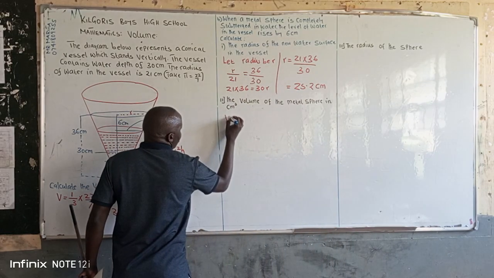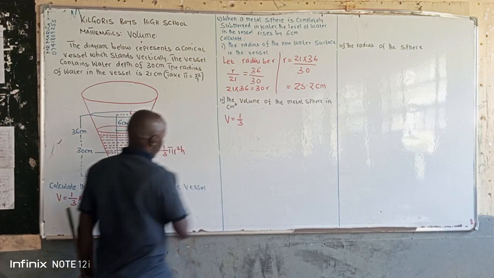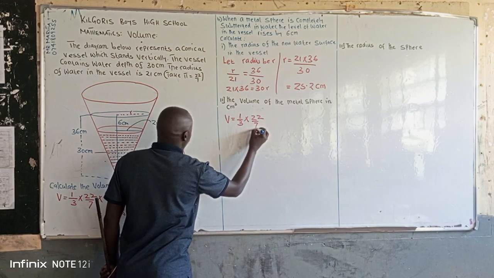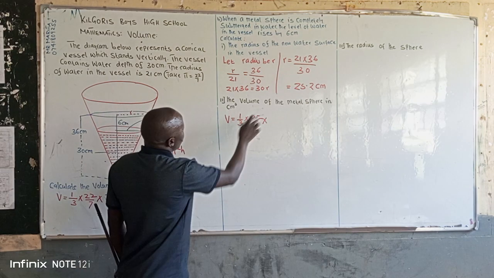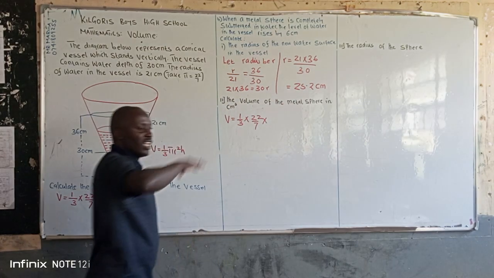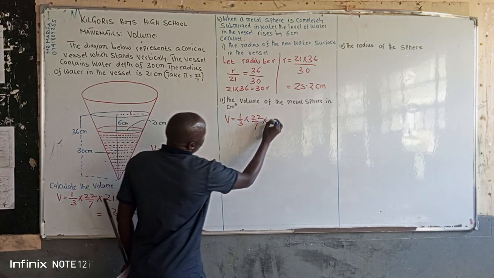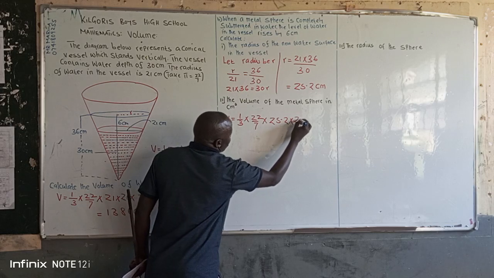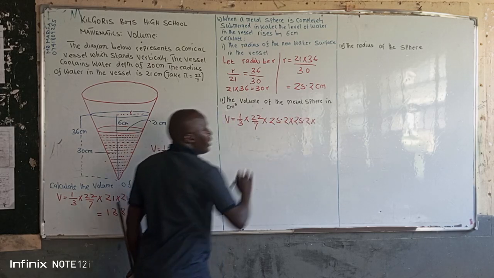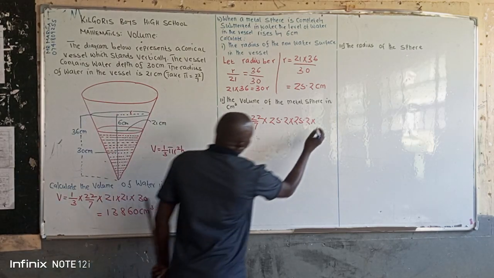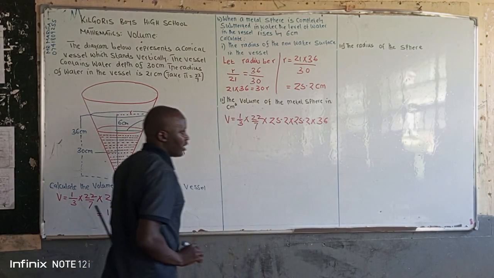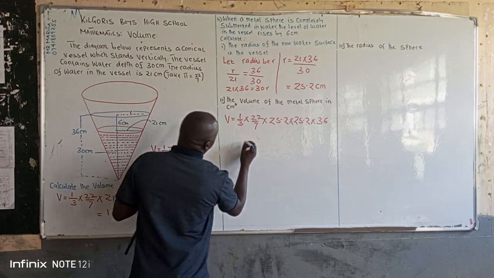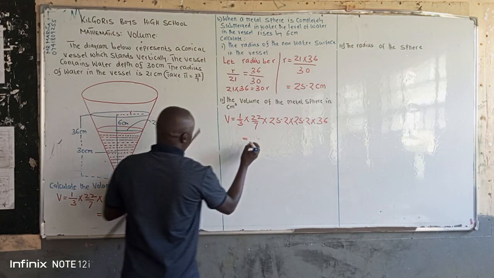So the volume in that case is equivalent to a third times pi, our pi is 22 over 7, times the radius squared. We are talking of this new radius here, because it represents the radius of the larger part. So you have 25.2 squared, multiplied by the new height of water, which is 36. So you get the volume of the large cone, and if you work that out, it will give you an answer of 23,950.